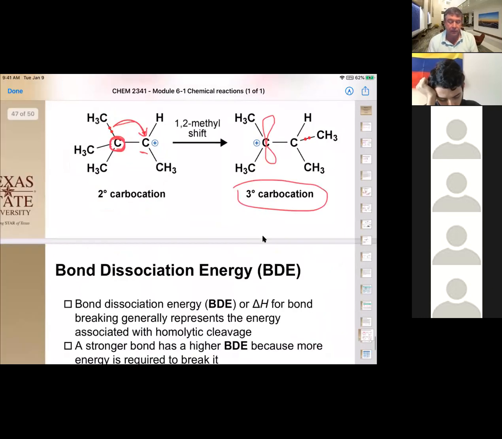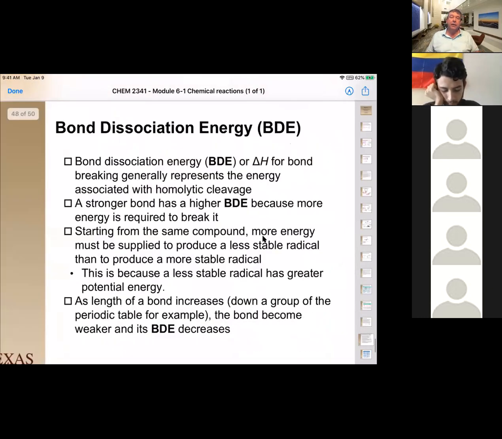Okay, so now the last thing I want to talk about is what we call bond dissociation energy. Bond dissociation energy basically tells you that you get energy by breaking a bond and you store energy by making a bond, right? So if you break a bond that had more energy in it than the bond you're forming, you are looking at something that would be exothermic. This is where we can start to predict whether a reaction is going to be endothermic or exothermic by looking at that increase or decrease in bond dissociation energy.